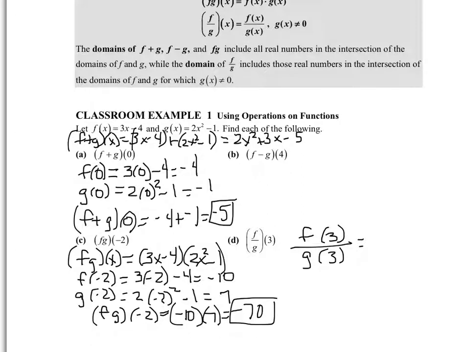Well, if I go to the f function, that's 3 times 3 minus 4, over my g function would be 2 times 3 squared minus 1. So once I simplify, my numerator becomes 9 minus 4, which is 5, over my denominator is 2 times 9, which is 18 minus 1, and that's 17. And that would be my answer. Let's move to the next slide.